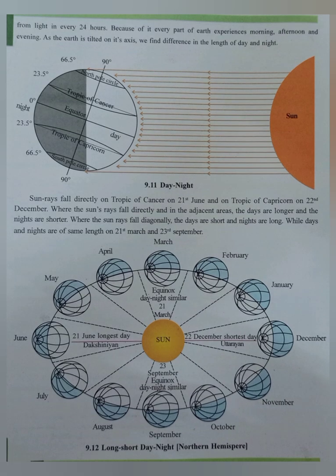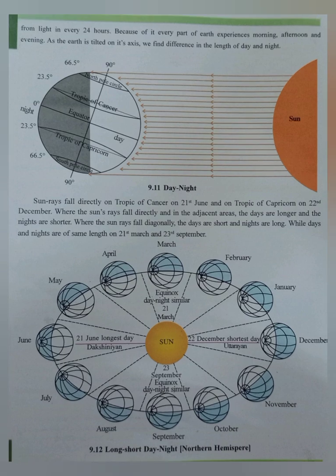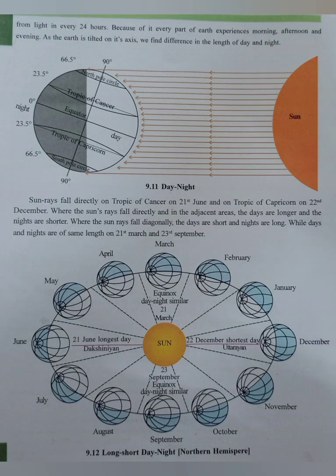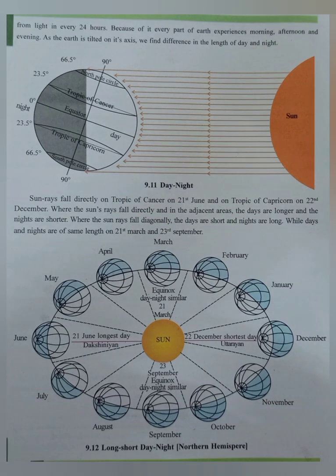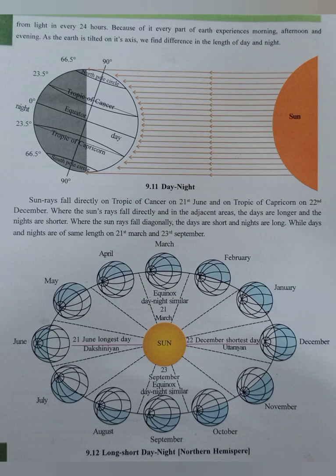Students, the sun rays fall directly on the Tropic of Cancer on 21st June and on the Tropic of Capricorn on 22nd December. On 21st March and on 23rd September, the day and night are equal on the earth. Students, the earth revolves around the sun with the axis inclined at 23.5 degree.